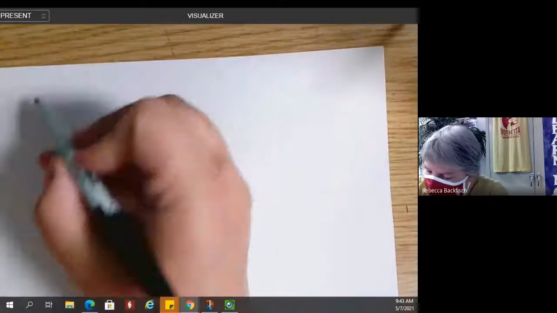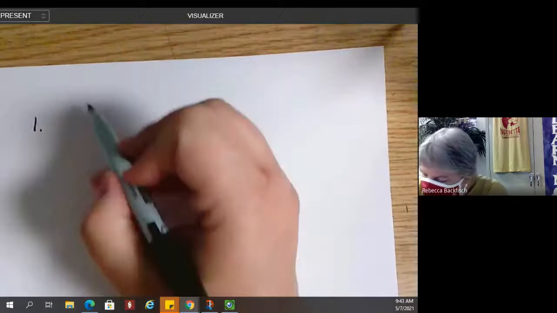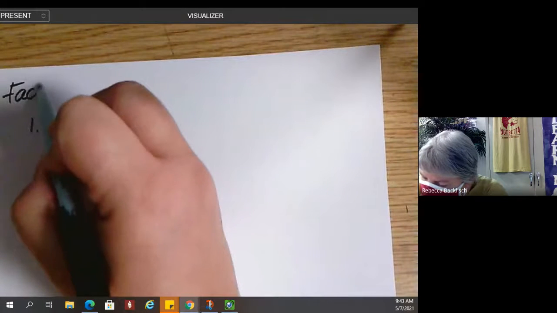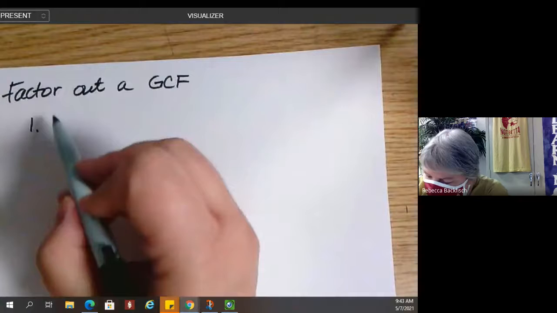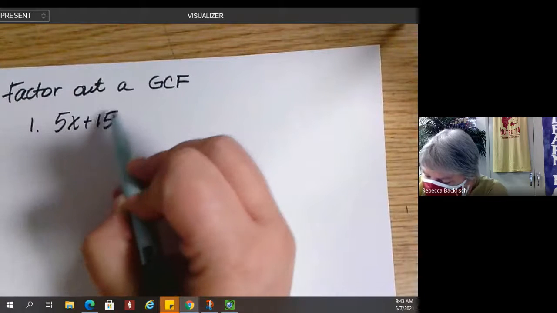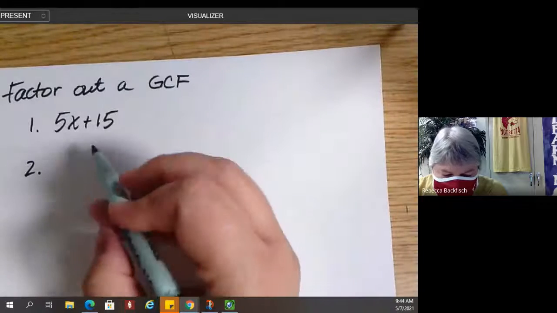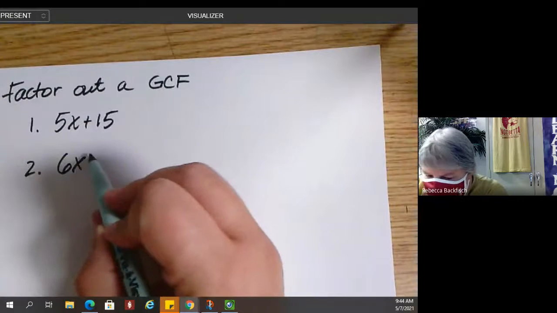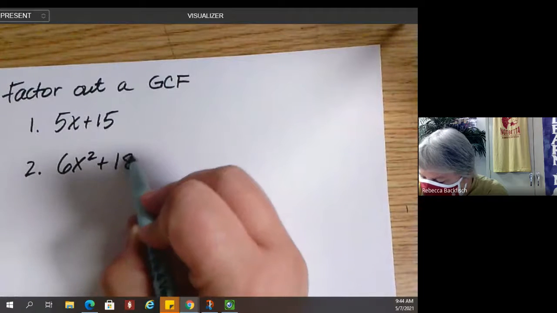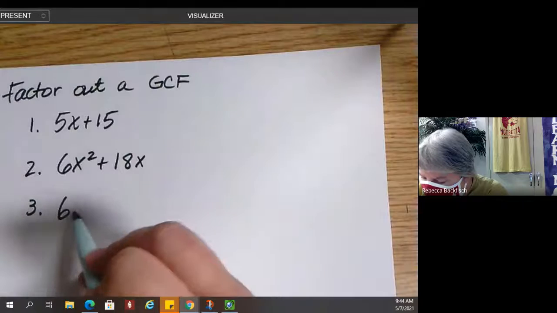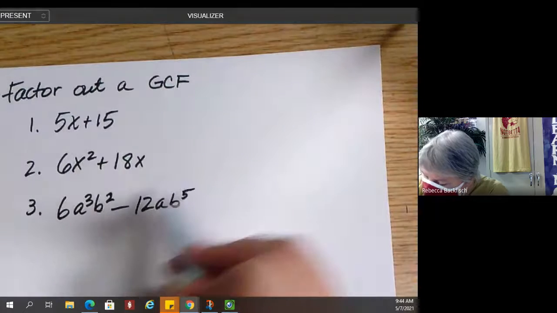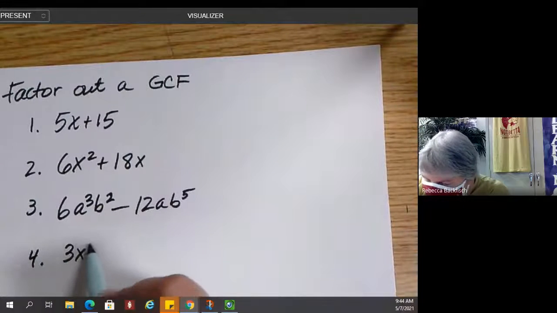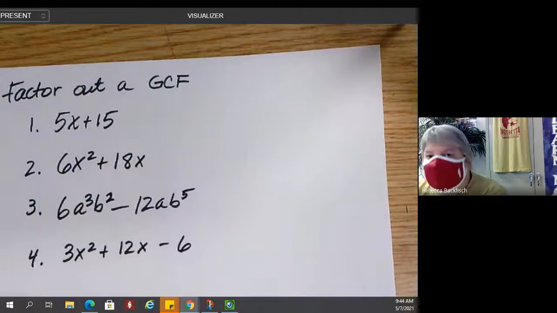All right, I'm going to give you a few to try real quick. Just 4. Factor out a GCF. Now, a lot of times that you have to factor out a GCF, just for future reference, keep it in mind, you're not told that you have to. You're just asked to factor. And you always, always, always check first for a GCF. All right, try those 4.